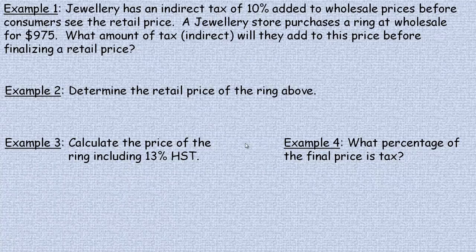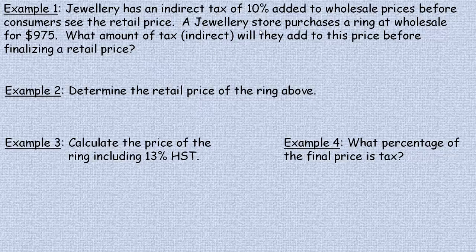Here's an example of calculating some indirect tax and then how much tax you're paying altogether for a product. Jewelry has an indirect tax of 10%, and that's added to the wholesale prices that the jewelry store pays for whatever jewelry or goods they're getting. And so that's added before consumers see whatever the retail price is going to be.